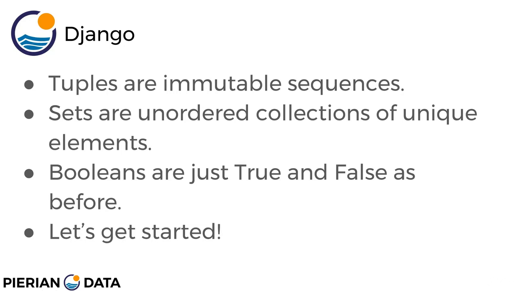Tuples, sets, and Booleans are going to be the last basic data structures for Python that we're going to be covering, so we'll just cover them briefly and explain what they are. Tuples are immutable sequences, meaning they act like a list, except you can't index something from a tuple and then try to change it. It's immutable. Sets are unordered collections of unique elements, and Booleans, just like before, are true and false statements. Let's get started by going to the editor and showing you some quick examples of tuples, sets, and Booleans.